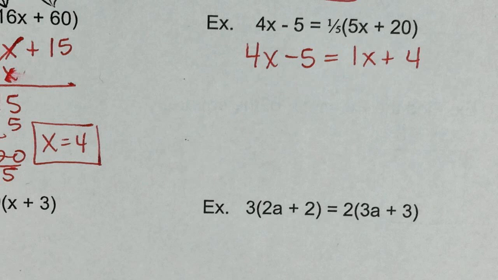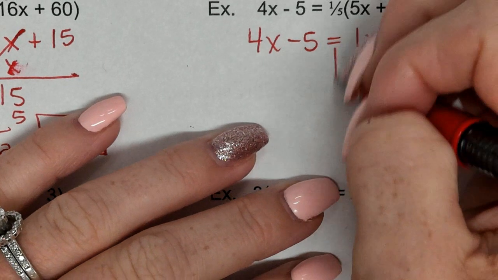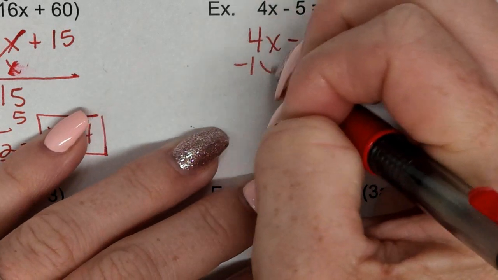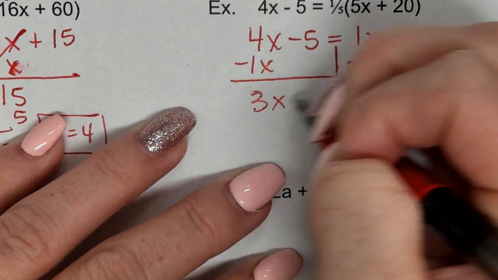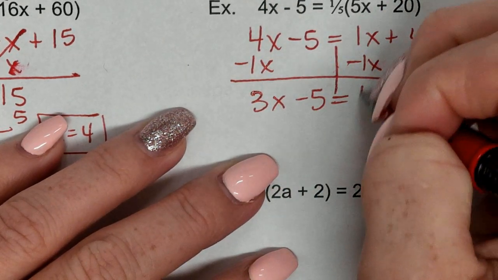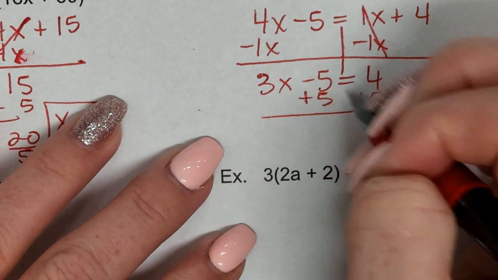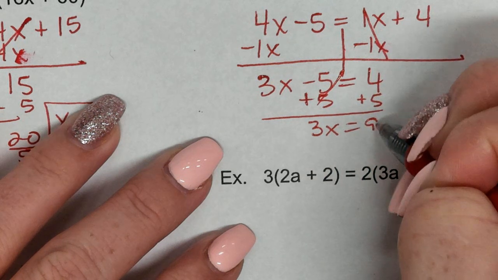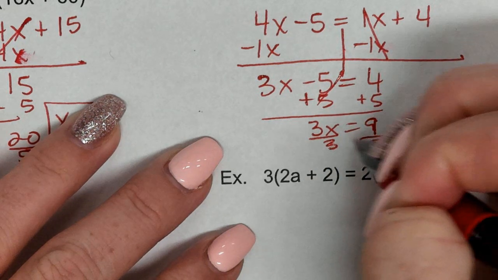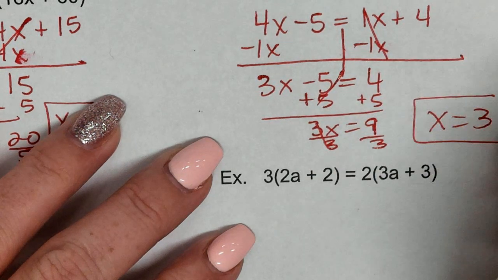Okay, you should have distributed the 1/5. You get 1x plus 4 on the right. I'm going to move the 1x to the left by subtraction. I'm left with 3x minus 5 equals 4. And then I'm going to add 5 to both sides. I'm left with 3x equals 9. And then when I divide by 3, I get x equals 3.